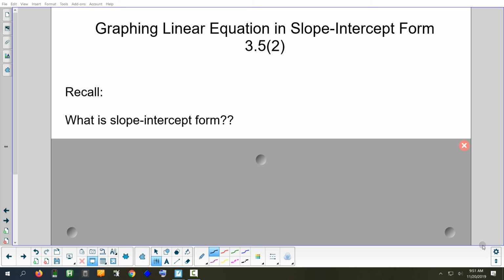So last question, our last thing we're going to look at this week is section 3.5, part 2, a little bit more with y equals mx plus b.